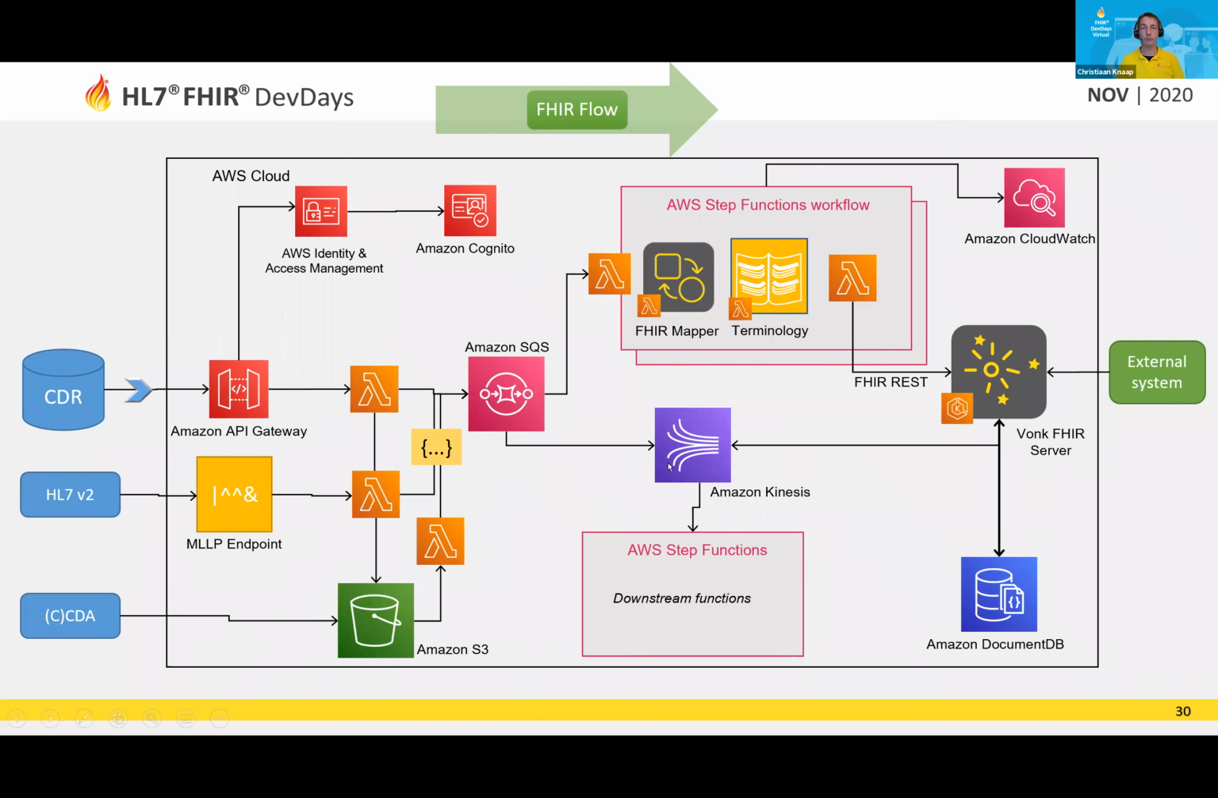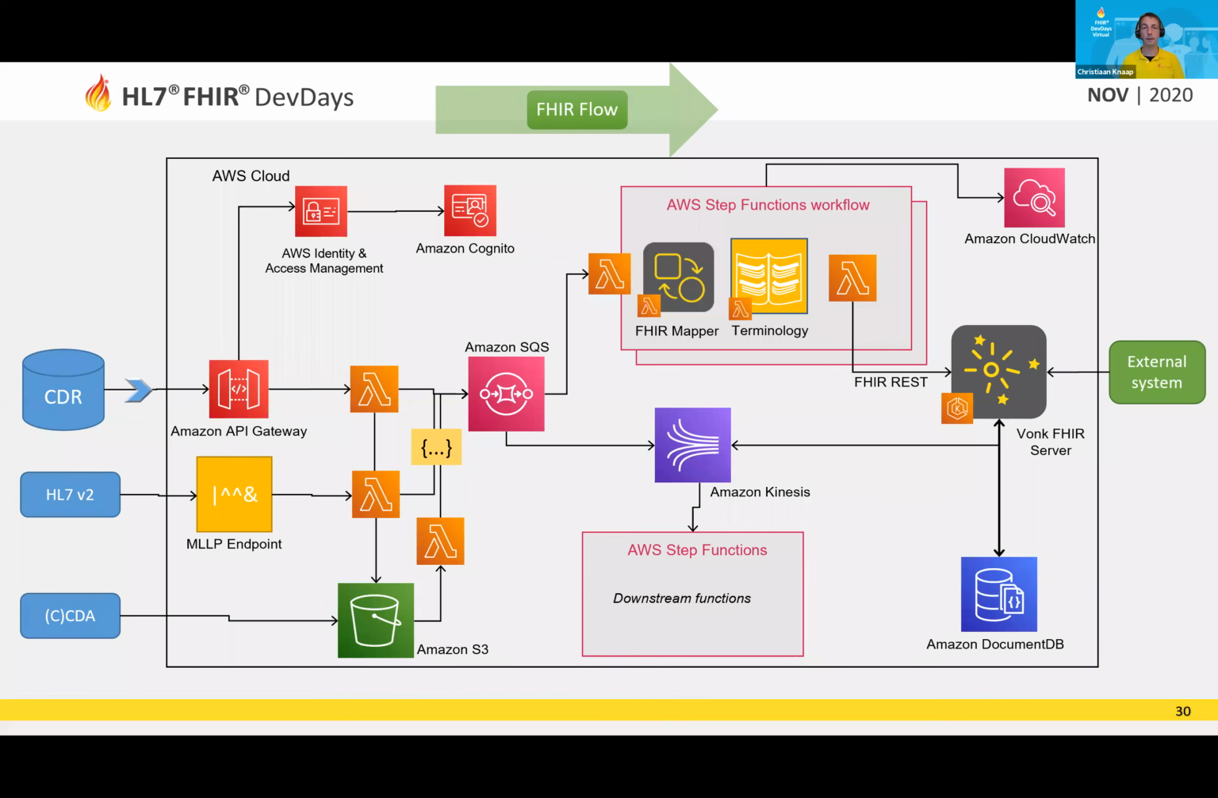On the upper left, you also see the identity and access management for managing our resources in the cloud, and Cognito for recognizing users utilizing our resources. Cognito is an extensible system where you could also add custom functions, for instance, to provide scopes that are required by Smart on FHIR.